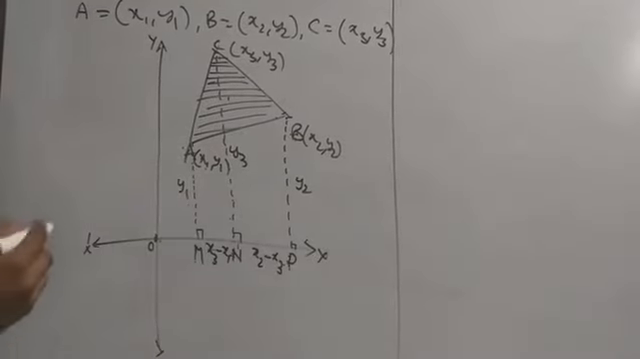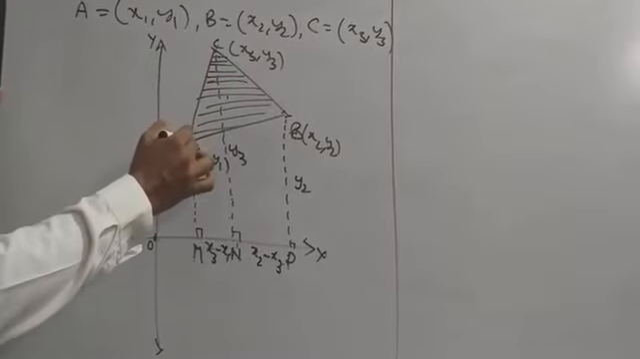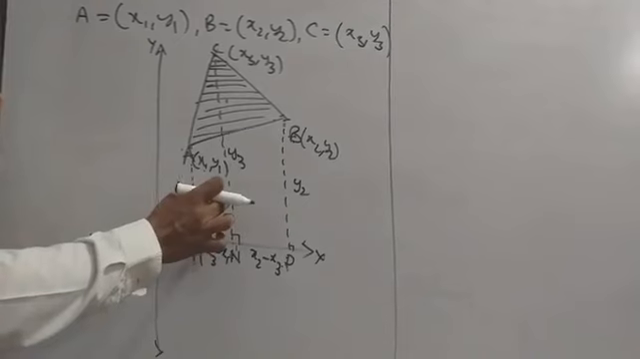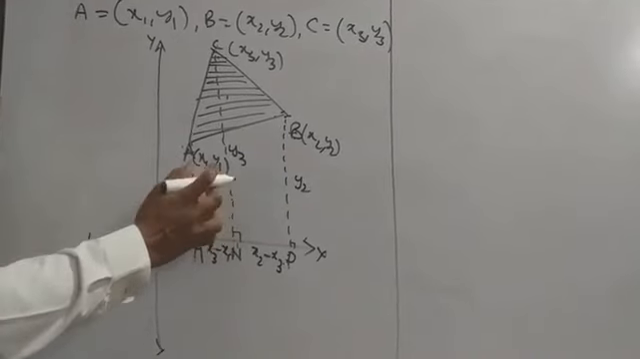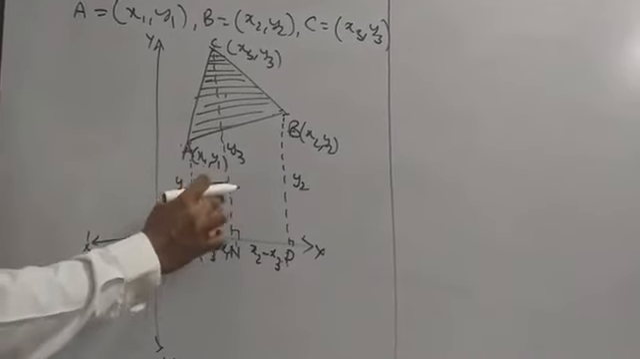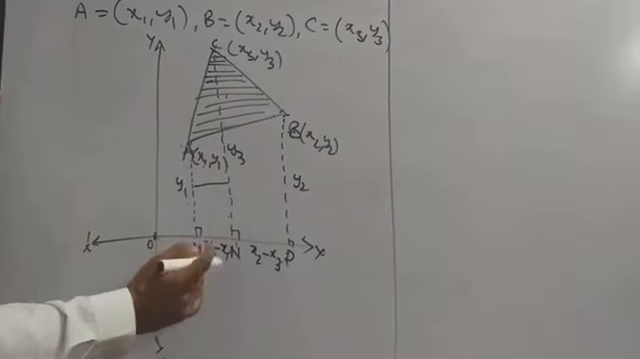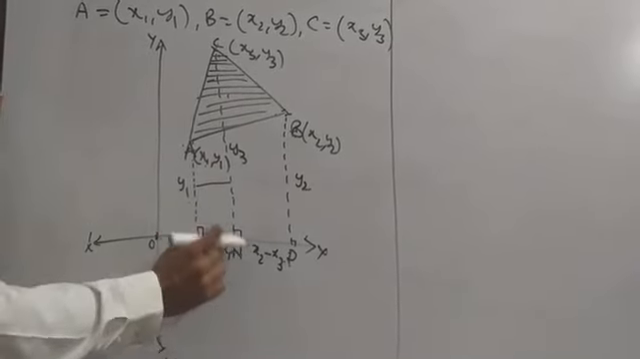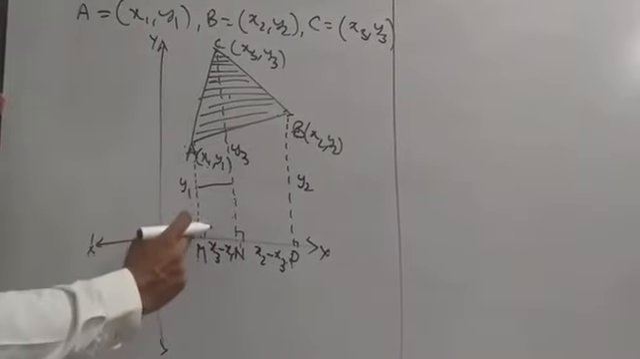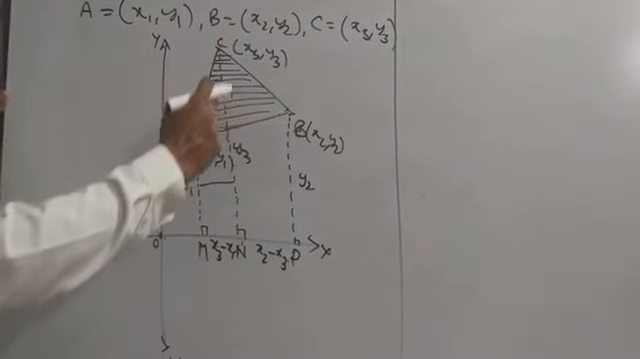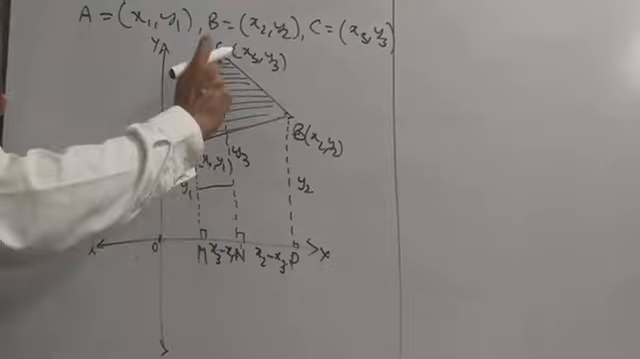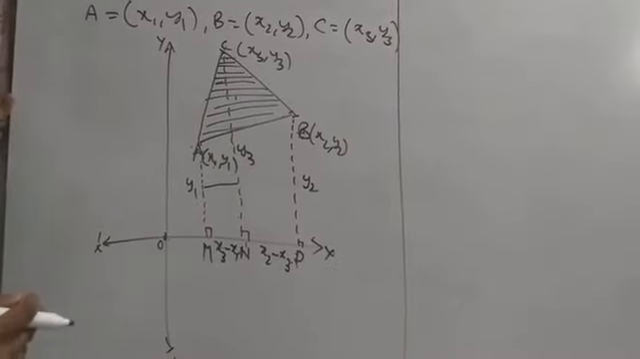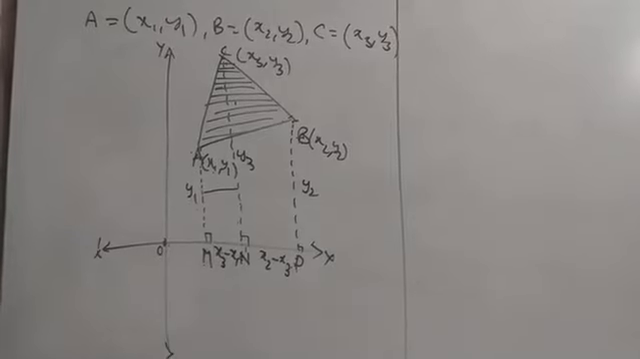Now, once again, if you come back to the trapezium AMNC, the height of the trapezium, or the distance between the parallel sides, is nothing but MN. So, the height of the trapezium is x3 minus x1 and the lengths of the parallel sides are nothing but y1 and y3. Now, let us derive the formula of the area of triangle.